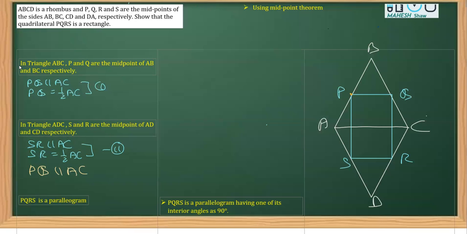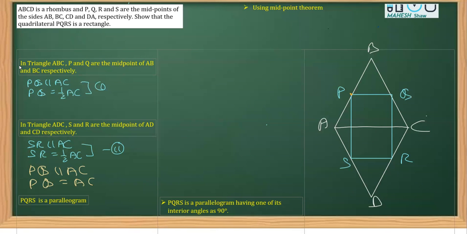Same for the equal. The length of PQ is half of AC and SR is also half of AC. So two things which are equal to the same thing will be equal to one another. That means we can write PQ is equal to SR.